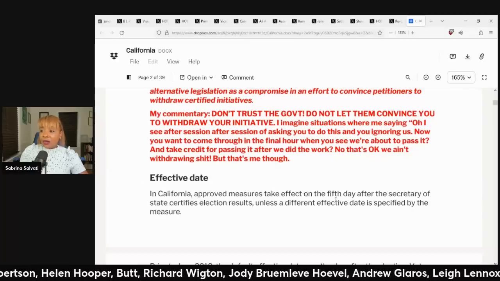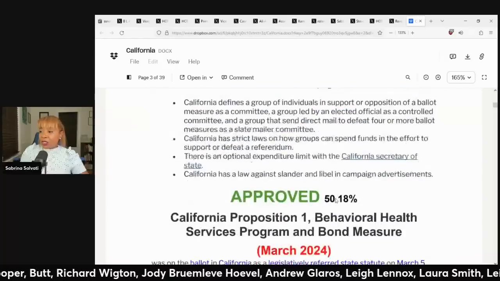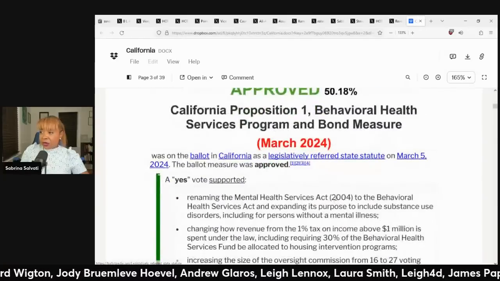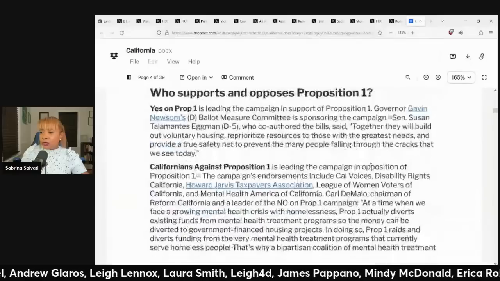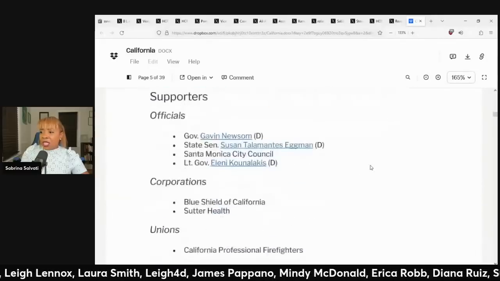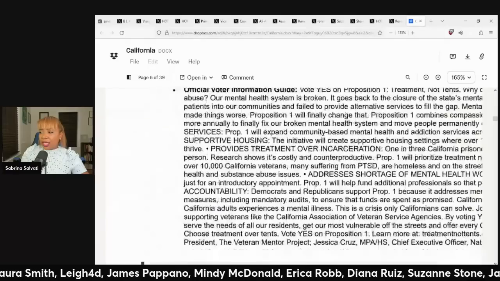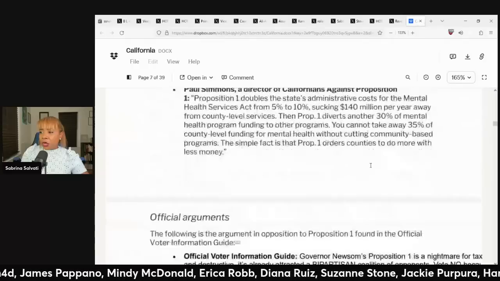Good point there, Roger. So let's go ahead and get to the first one. We'll come back to that one last. That was one that passed in March. So we'll get to the first ballot measure that will be on the ballot in California in November.